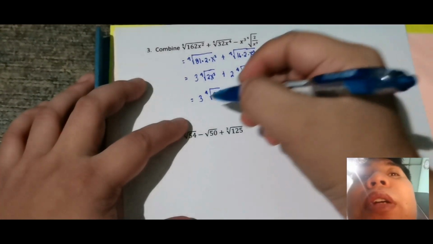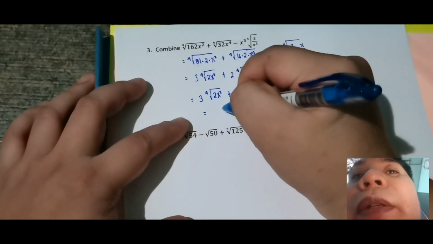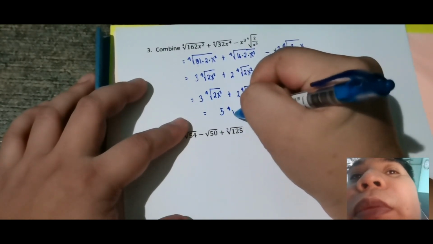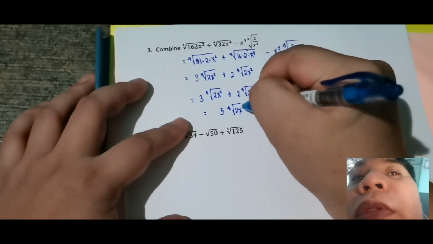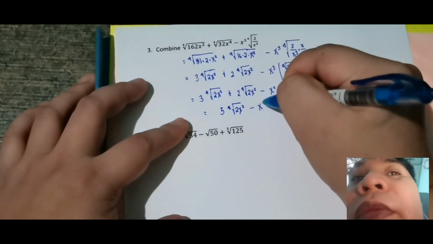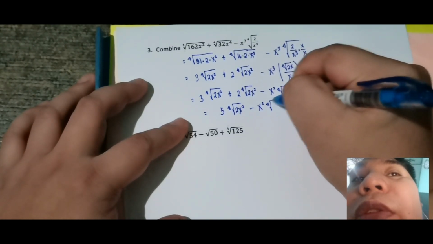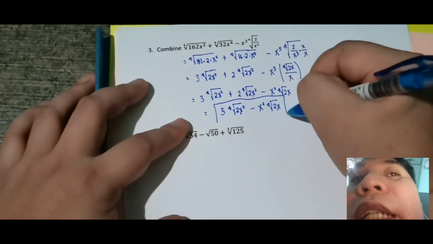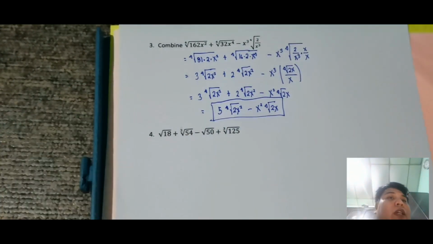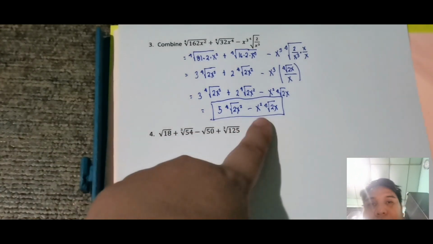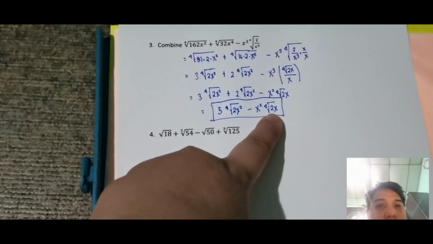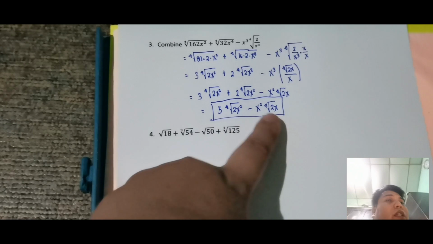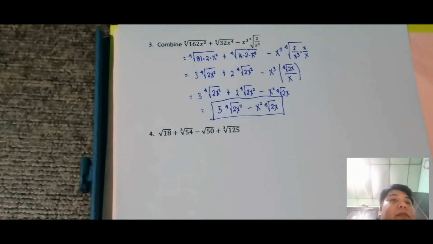Okay, so meaning, ito ay 3 plus 2, simply 5 fourth root of 2x squared minus x squared fourth root of 2x. So, tandaan yan. So, napansin nyo, sir, ang sagot ganyan lang. Yes, ganyan na lang yung sagot. Hindi kasi sila similar dito. Bakit hindi similar? Sa radical, yung 2x squared saka 2x. Hindi sila similar sa part na yun. Okay? So, let's have last example.